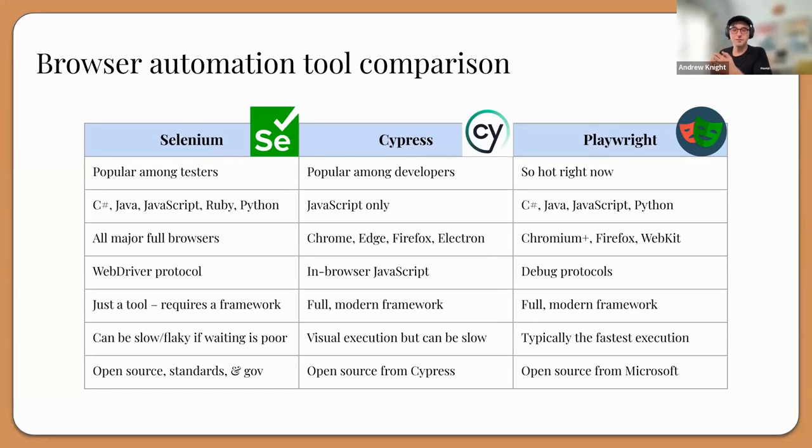Playwright debug protocol is therefore very fast. It kind of provides the best of both worlds between Selenium and Cypress, right? The thing that is similar to Selenium is that you have multiple language bindings. The thing similar to Cypress is that you have the modern features in a full framework. So I personally like Playwright. That's why I'm talking about it today. I've got the shirt on. I think it's great. So before I dive into code, I'm going to stop here.